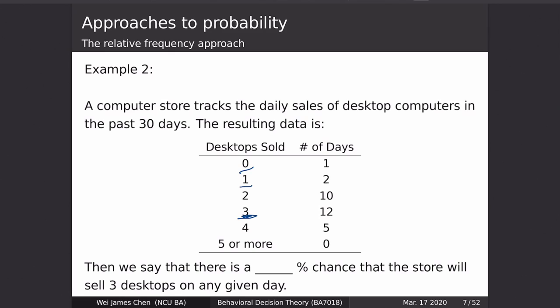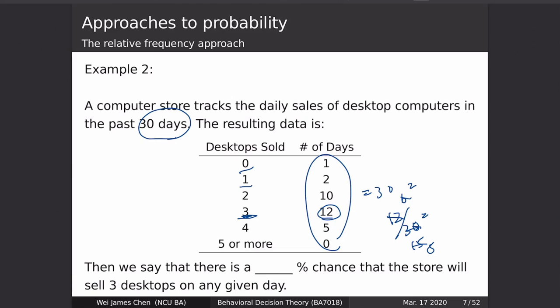Here you can see that the total number of days this experiment has run is 30 days; it's written here, so the sum of this equals 30. Among these 30 days, there are 12 days that the desktop sold for three. So 12 over 30 would be our answer. This is equal to 6 over 15, which is 2 over 5, that's actually 0.4. So this is a 40% chance that the store will sell 3 desktops on any given day.